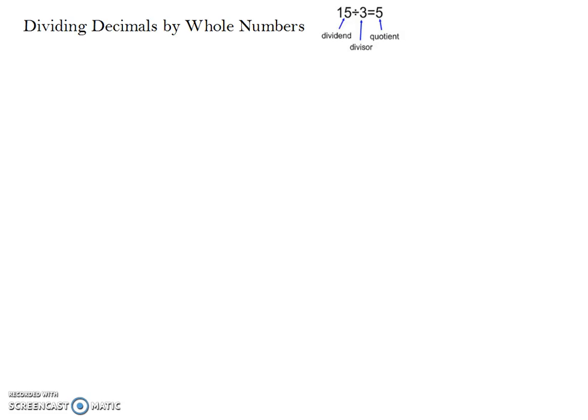Today we're going to be talking about dividing decimals by whole numbers. I've put in this picture of what each part of a division sentence is called. The first number is called the dividend, what you're dividing that number by or how many groups is called the divisor, and then your answer to a division sentence is called a quotient.